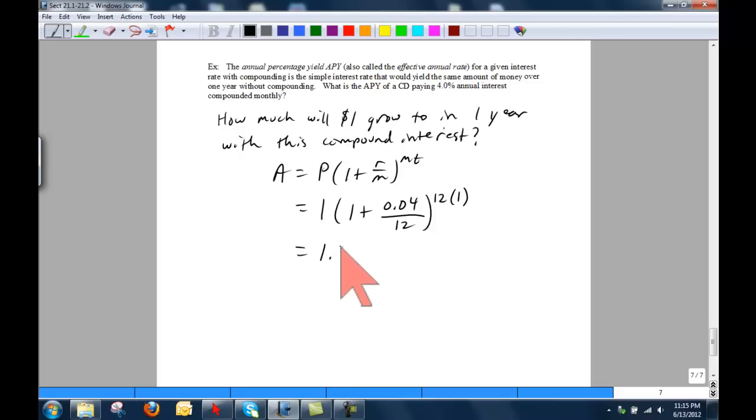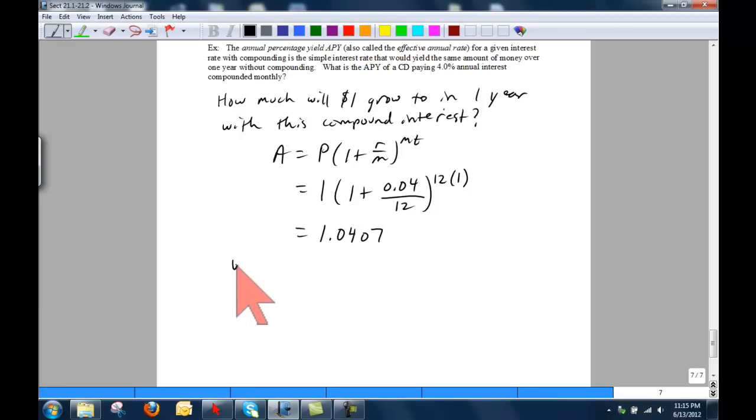Plug this into a calculator, it's 1.0407, and here I'm going to make an exception. I usually have been rounding things to the nearest penny, but here, to get more accuracy for the problem, I'm actually going to take it out to 4 decimal places or so.